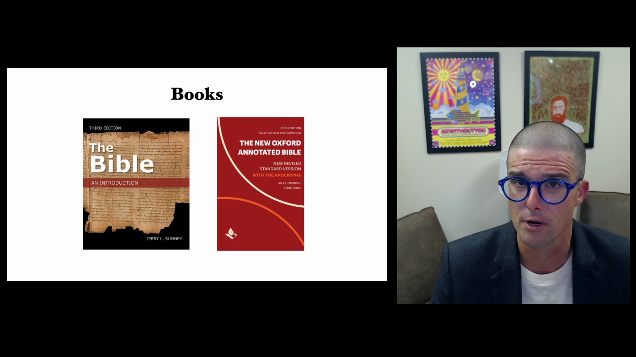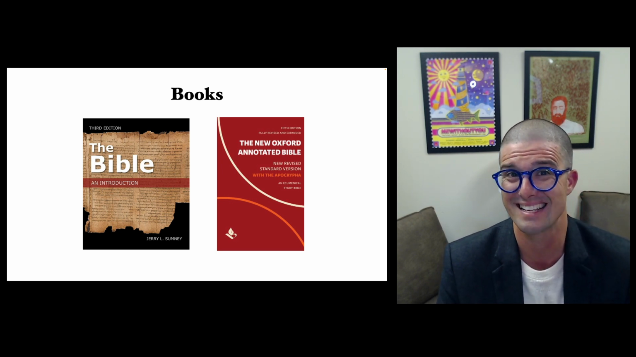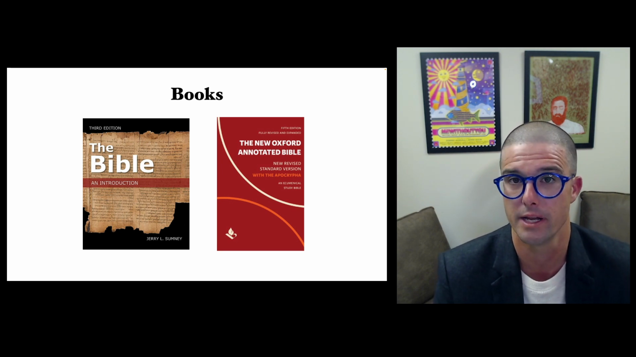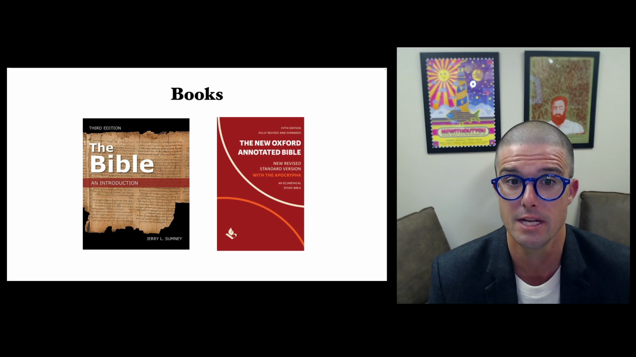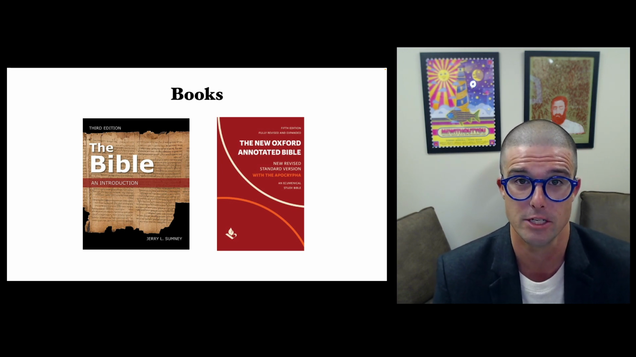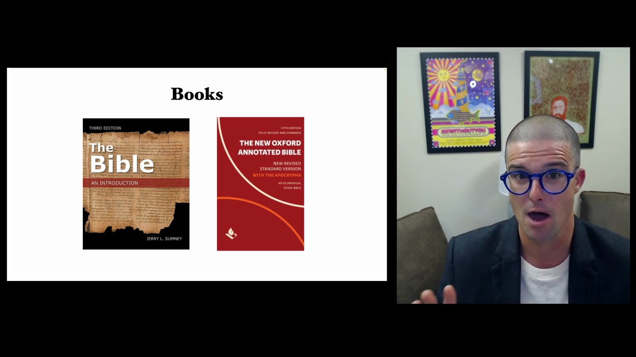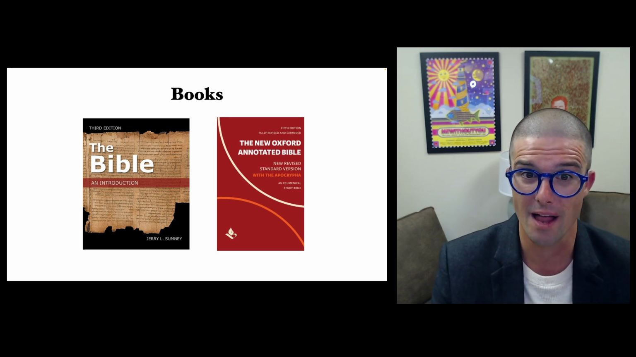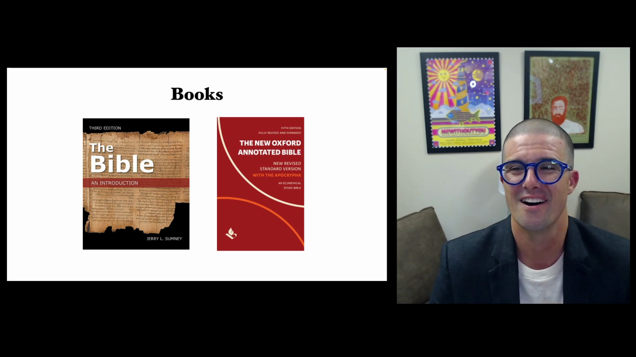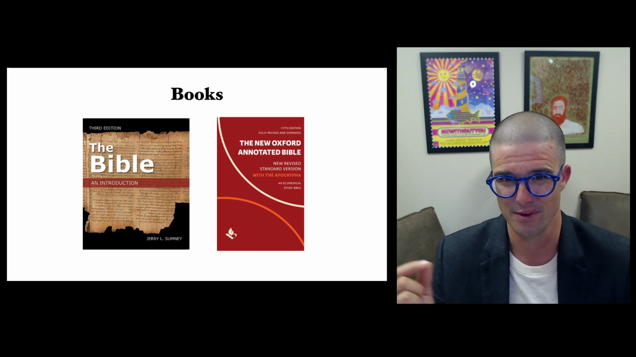There are 2 books required for this class. I do ask that you have access to both of these in these editions. The first is The Bible: An Introduction, in the 3rd edition, and the second is the New Oxford Annotated Bible in the 5th edition. Please be aware that there is a New Oxford Annotated Apocrypha that looks a whole lot like the New Oxford Annotated Bible, and it is cheaper on Amazon and through other outlets, but that is not the resource that we're using for this class.